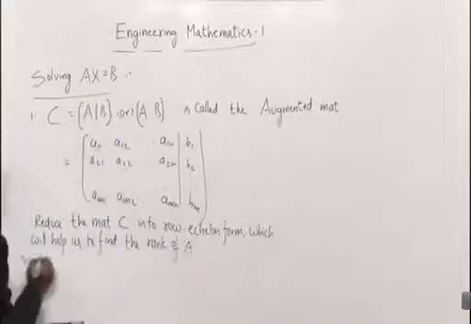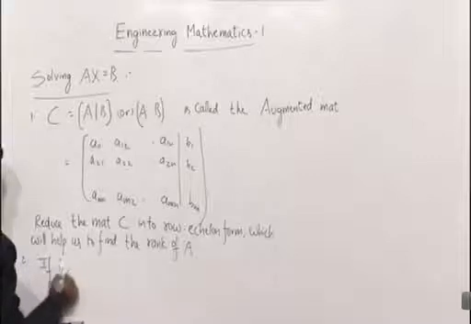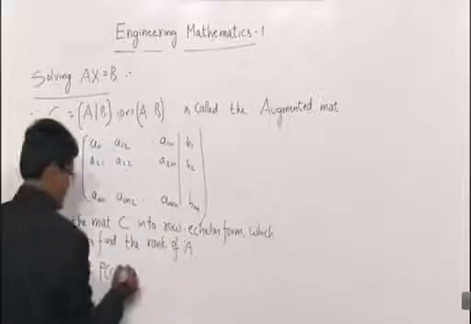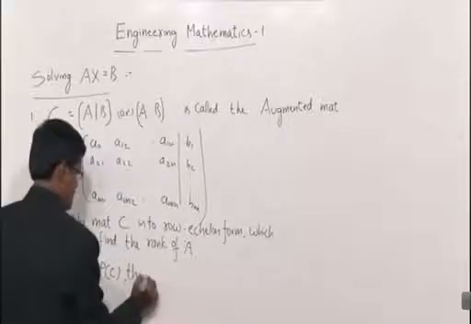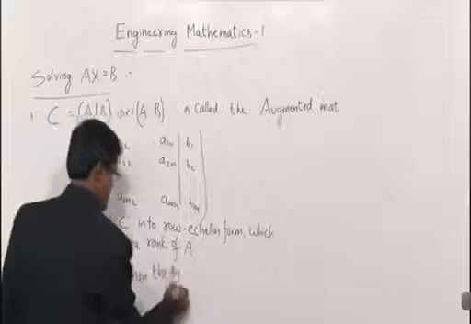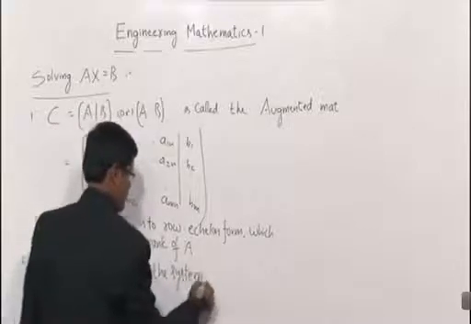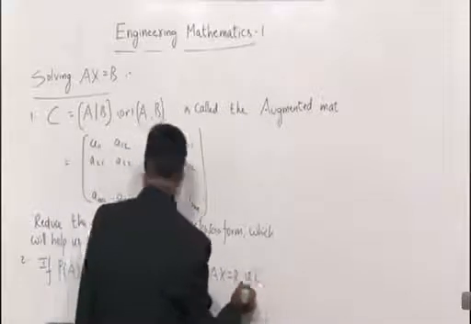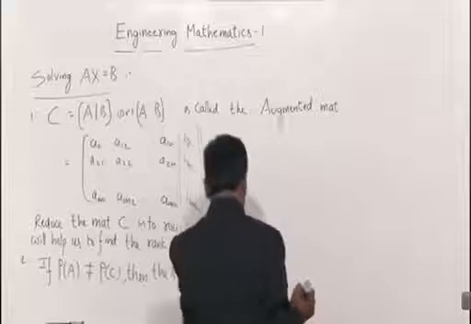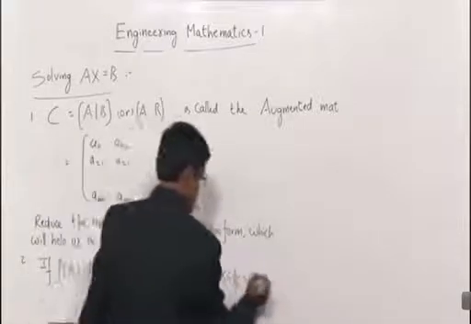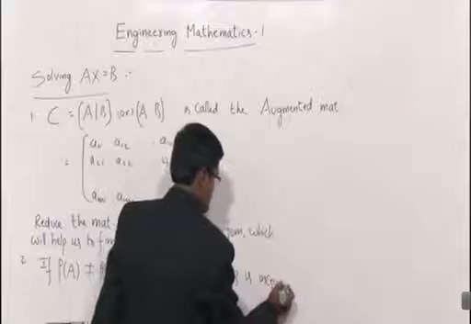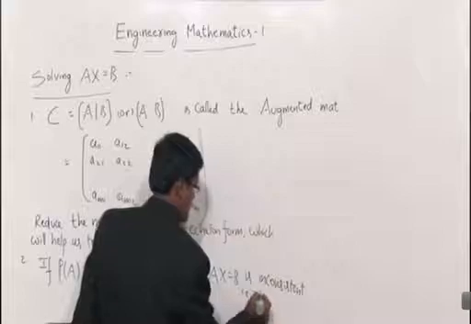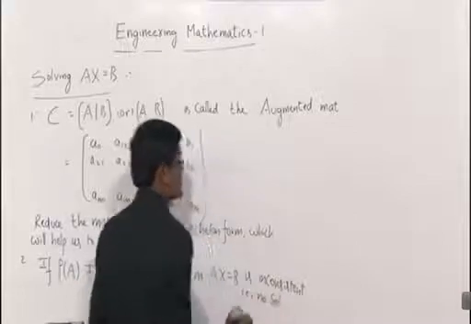Step 2. If rank A is not equal to rank C, then the system Ax = B is inconsistent. That is, no solution. Solution does not exist.